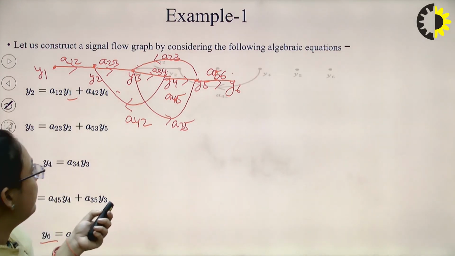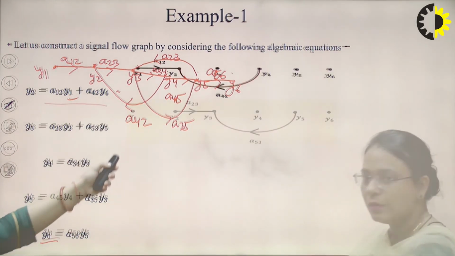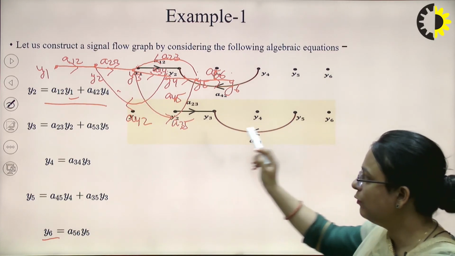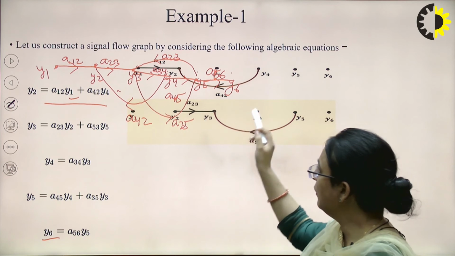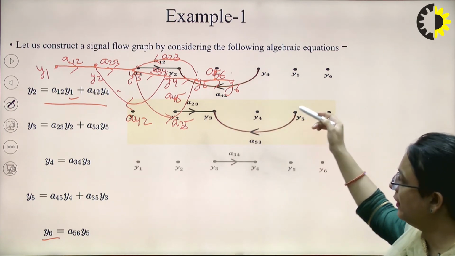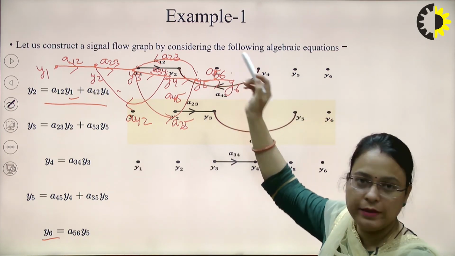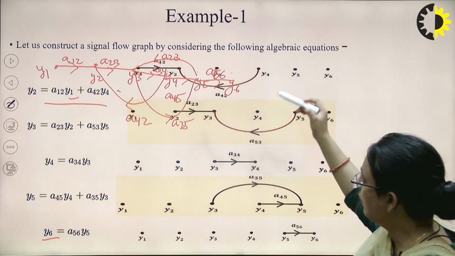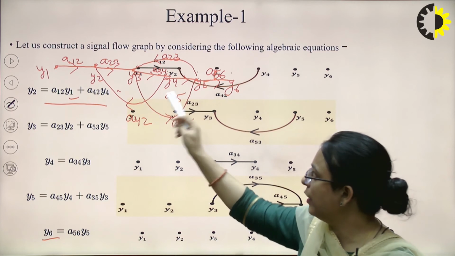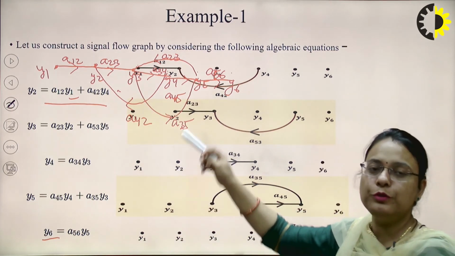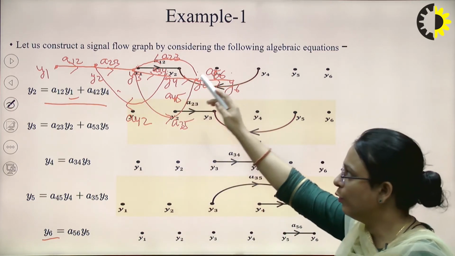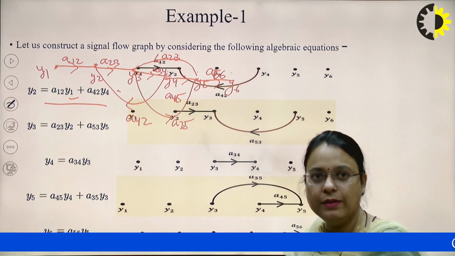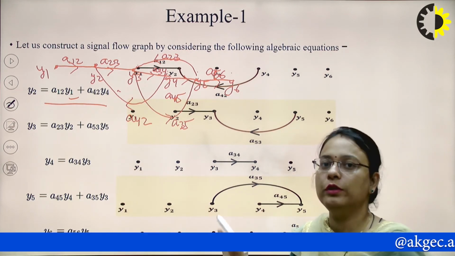So you can see that I have drawn it like this. Here I am representing a single diagram for each equation, and when we combine all these diagrams, we get this particular SFG. There is no need to draw a single diagram for each equation. You can draw the SFG directly from all these equations. First carefully analyze the equations and then draw the SFG.